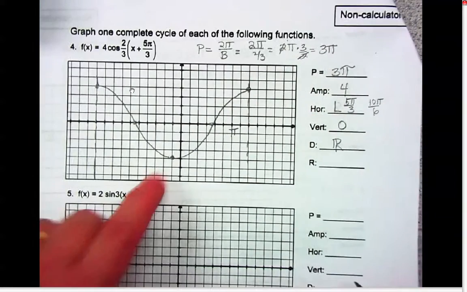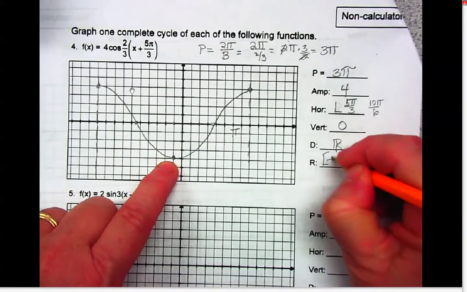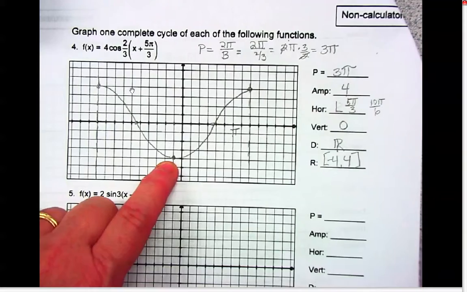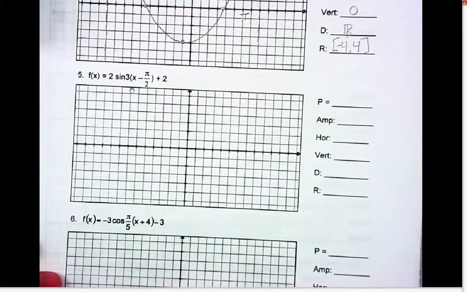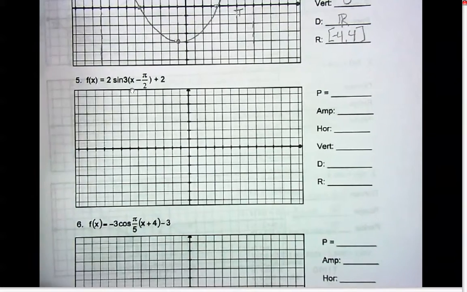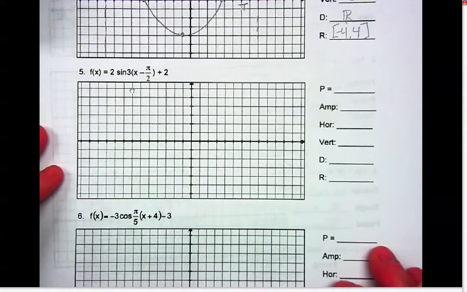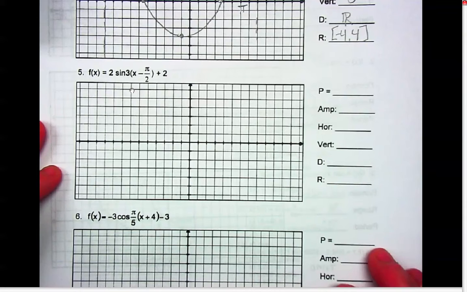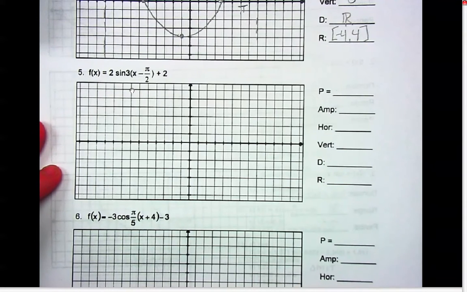Okay, now we can do the ranges from -4 to 4. Okay, the next one. We've got 2 sine 3 of x minus pi over 2 plus 2.